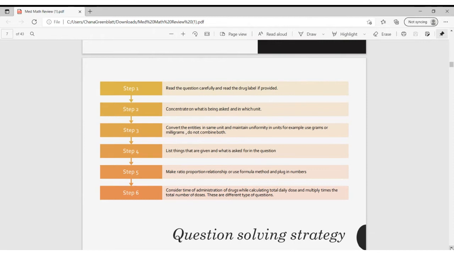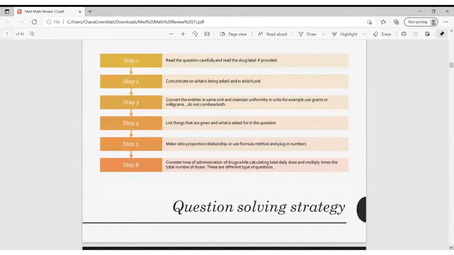You need to concentrate on what is asked for. What is that final product? Does my professor want me to answer the question in milliliters? Am I looking for milliliters per hour, or am I looking for GTT per ml? That will be the drop rate formula. Or am I looking for kilograms and my professor has given me pounds? Really focus on what unit is being asked for.